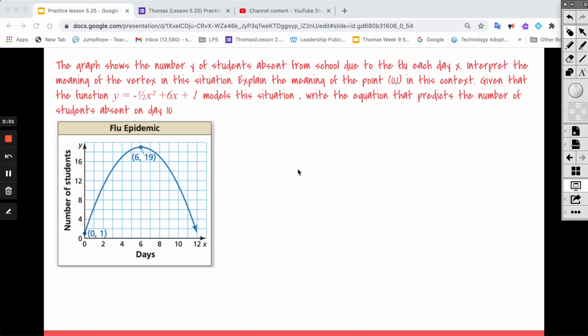All right, so this says the graph shows the number of students, Y, absent from school due to the flu each day, X. Interpret the meaning of the vertex in this situation. Explain the meaning of the point (0, 1) in this context. Given that the function y = -1/2 x² + 6x + 1 models this situation, write an equation that predicts the number of students absent in 10 days.